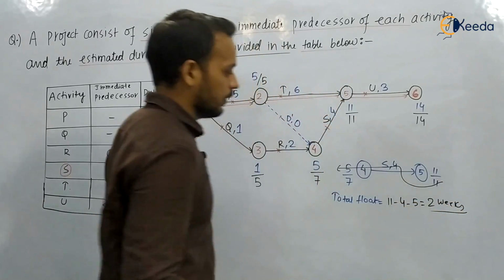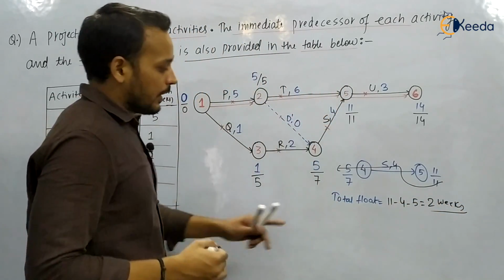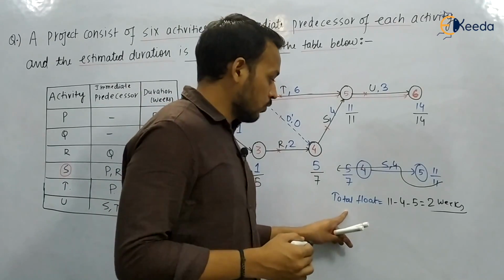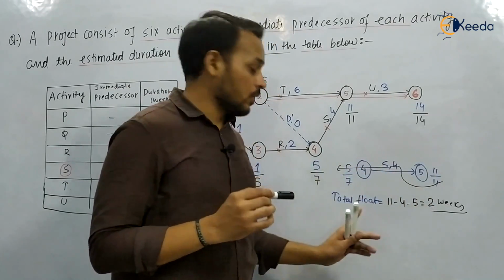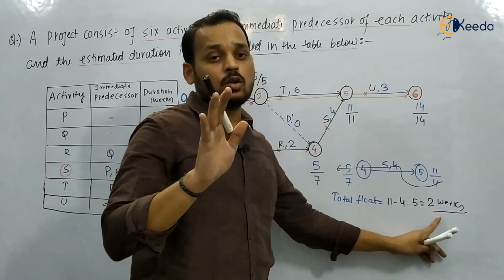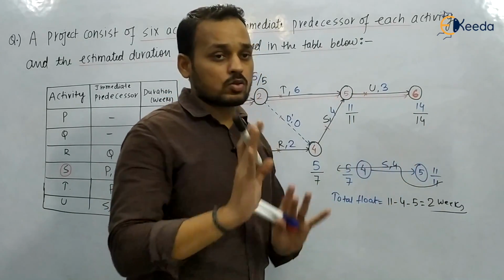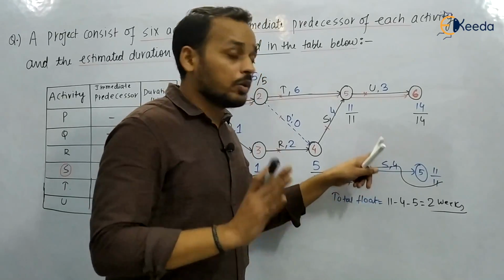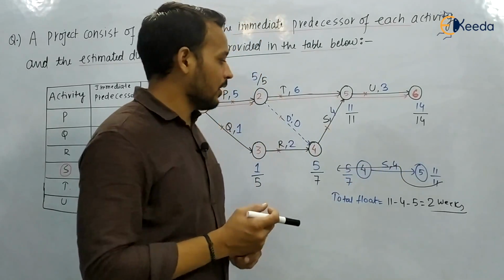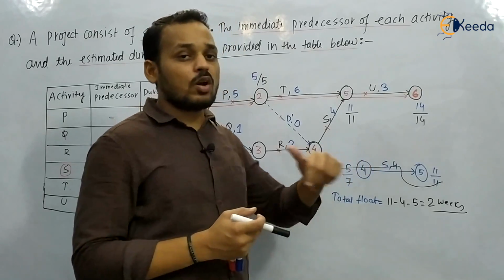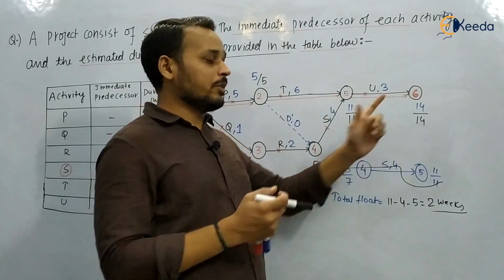Okay, it is going to be 2 weeks. It means that the maximum delay for activity S is 2 weeks, in such a way that the project duration will be only 14 days. So they are asking what should be the maximum duration of S so that the project completion time is not affected.